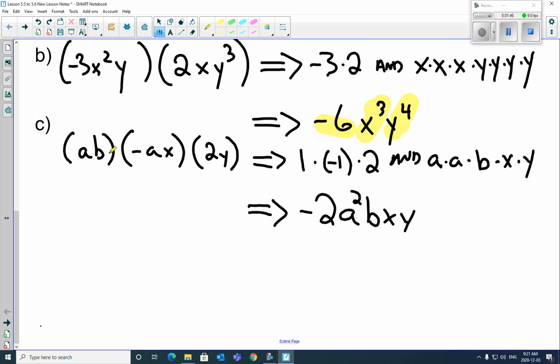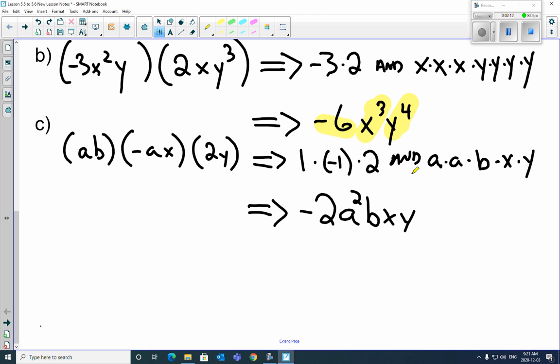Okay, what about this one? Just a mix of different things. ab times negative ax times 2y. Well, what are the coefficients? There's a 1 in front of this one, a negative 1 in front of this one, and a 2. So you see 1 times negative 1 times 2. Then we have an a and an a. We have a b, and that's it. No more b's. We have an x, just one of those, and a y, just one of those. Wow, we got a lot of independence here.